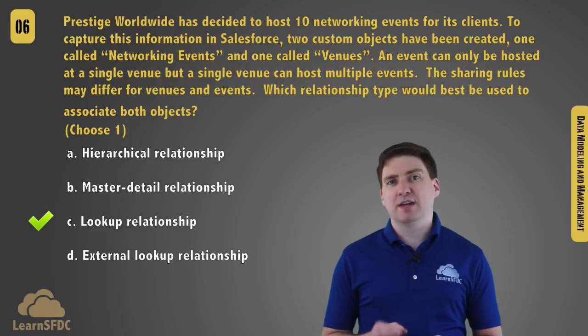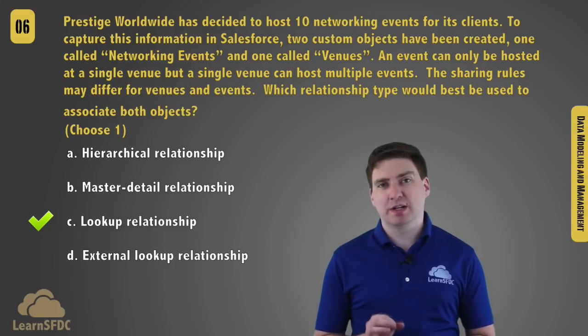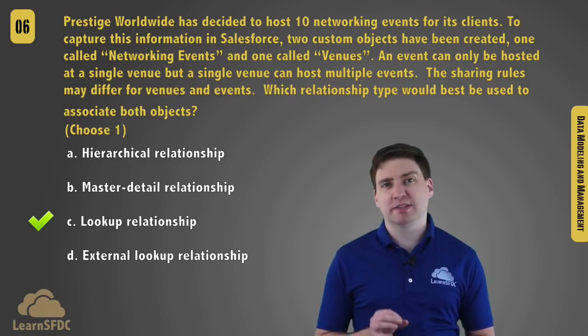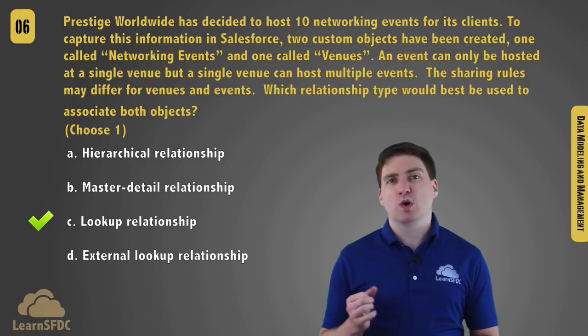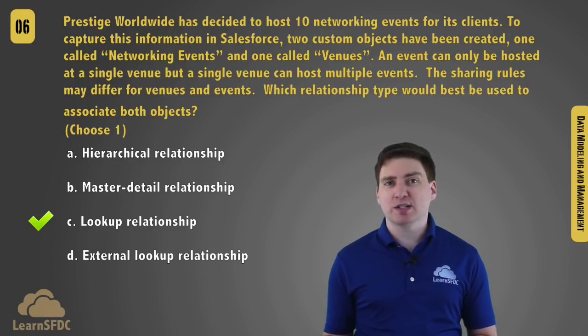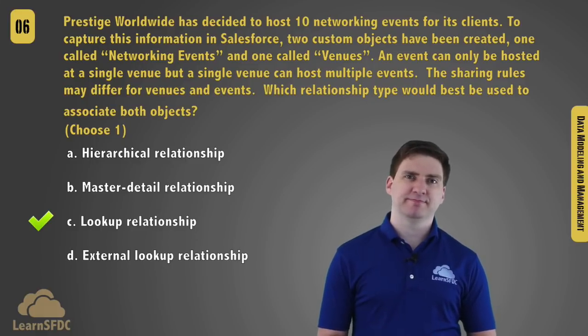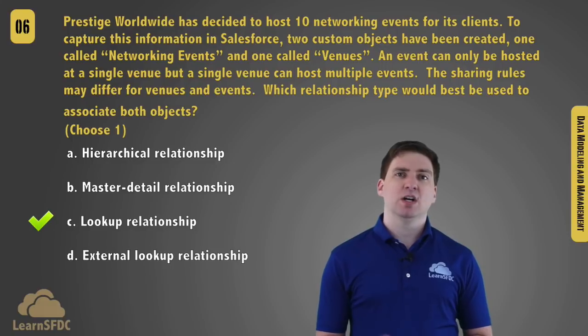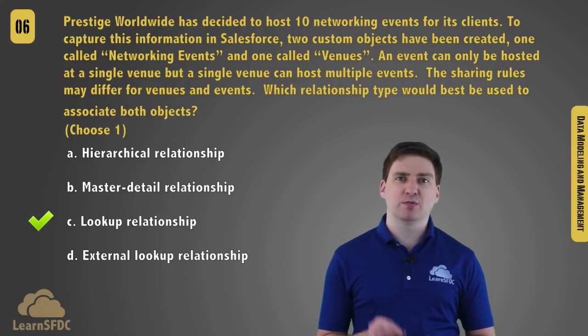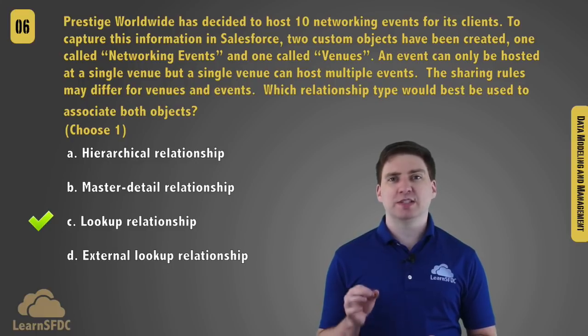For example, not every venue will be booked for a networking event, and an event may be scheduled before a specific venue is chosen. So records could exist in either object without being linked to the other. A lookup relationship also does not impact Salesforce's sharing model for the objects, which allows each object to have its own unique sharing rules.